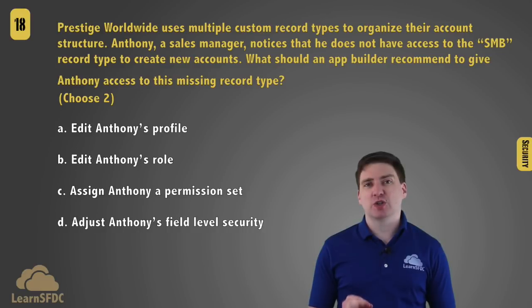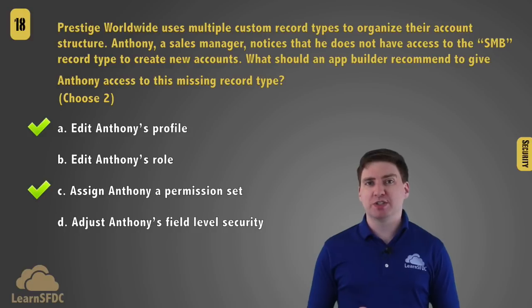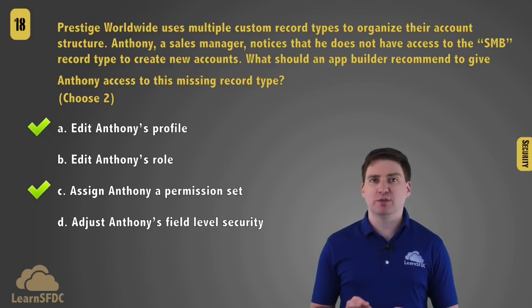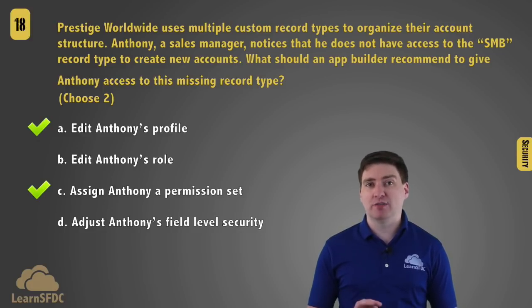The correct answers are A and C. In Salesforce, profiles and permission sets control object-level permissions and field-level permissions. A is correct because record types are assigned at the profile level in Salesforce. Anthony's profile can be edited to grant him access to the correct record type that he needs to create the new account records.